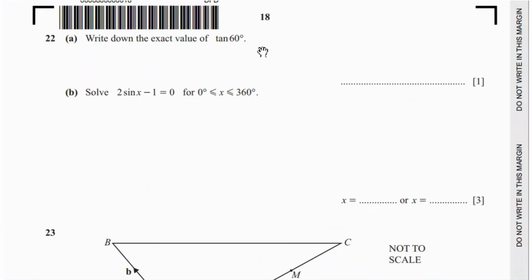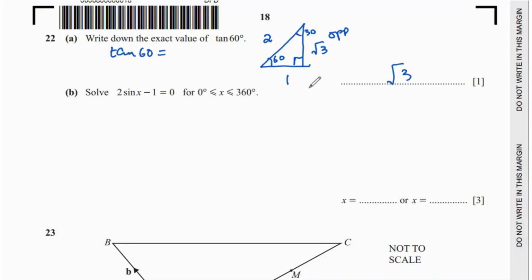Then write down the exact value of tan 60. Tan 60 is going to be √3. How do we know that? You need to know special triangles. So 90, 60, 30. If the length opposite to 30 is 1, the one opposite to 90 would be 2. And the one opposite to 60 would be √3. So for tan 60, it's going to be opposite over adjacent. So √3 over 1, that's √3.